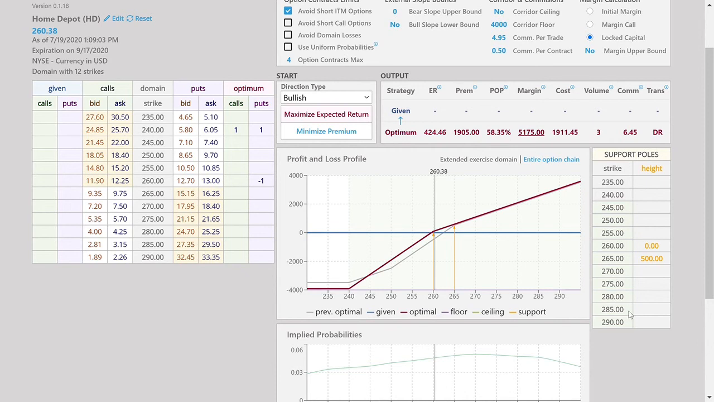Let us raise another support pole at the height of, say, 2000. Then maximize expected return, and we have a broken spread. The probability of profit has not been increased, but the expected return has become negative. So that's why we should probably return to the previous strategy and trade this strategy.